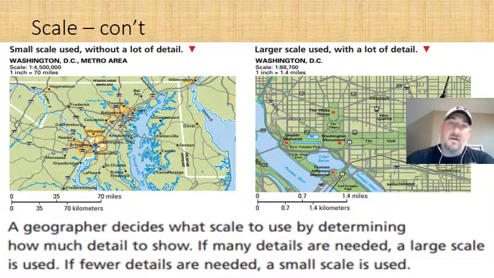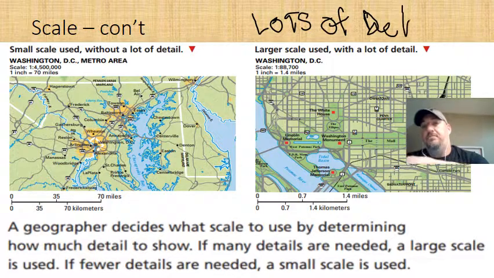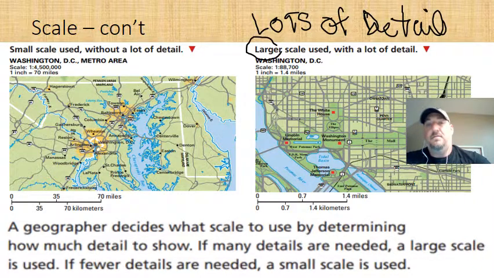And then scale also means how much detail is being used in the map. A geographer, or the cartographer, decides what scale to use by determining how much detail they want to show. If many details are needed, a large scale map is used. If fewer details are needed, you use a small scale. So the best way to remember that: lots of detail, large scale, and then small scale without much detail.